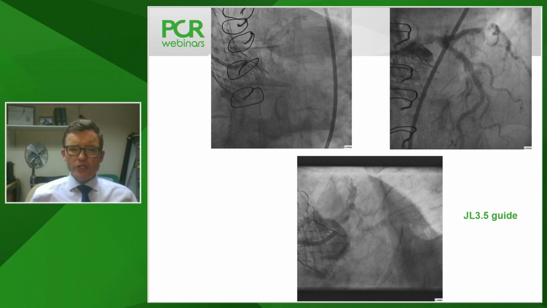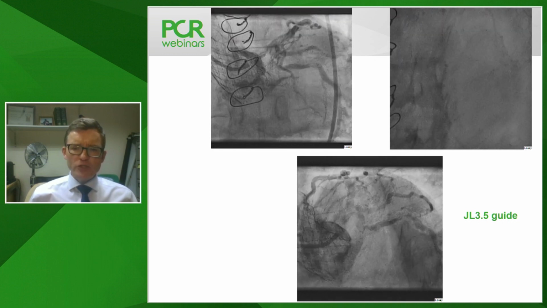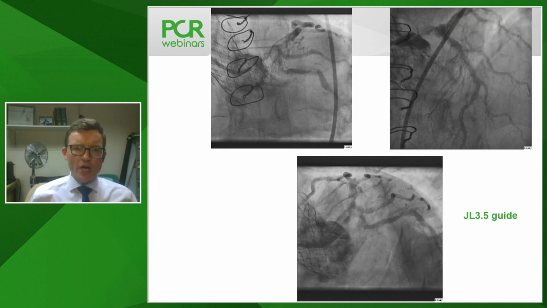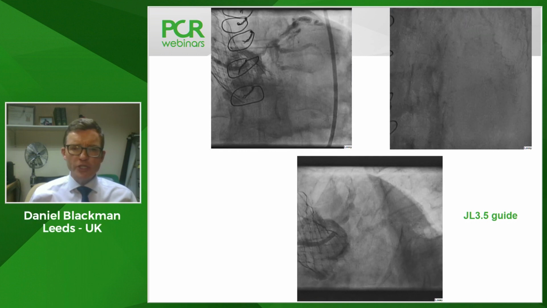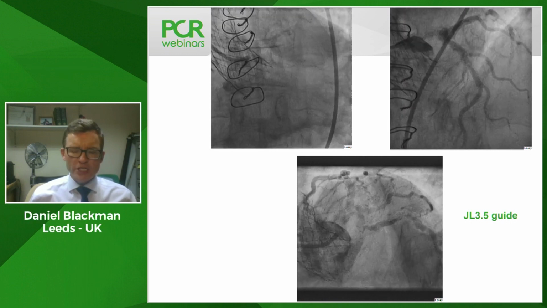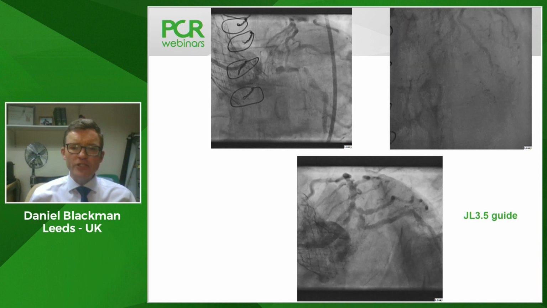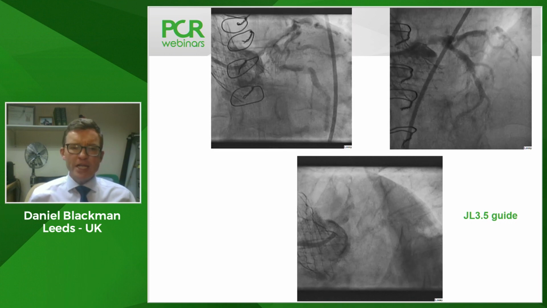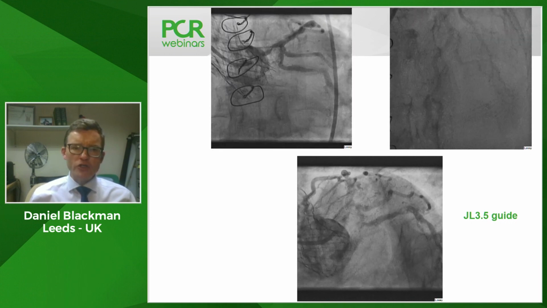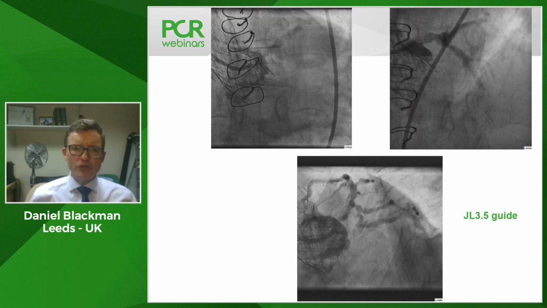Yeah, I think that's a really good question. If you're faced, as we've discussed, sometimes the guide will go in and then it's just like a normal PCI procedure, but often it won't. And you're in this situation where you can't selectively engage. Then what you have to do is float the wire into the left coronary artery and then use a guide catheter extension.